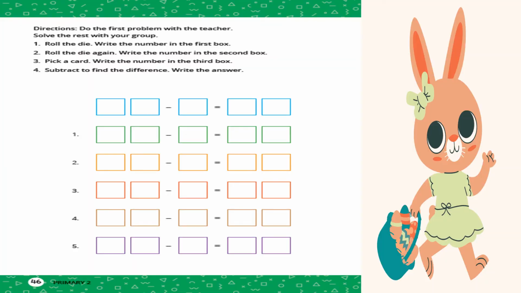Now let's play a game. I will give you some numbers and using the counting back strategy, find the difference. 61 minus 3. We will go backward 3 steps. What is before 61? 60, 59, 58. Number 1. 53 minus 3. What is before 53? 52, 51, 50.